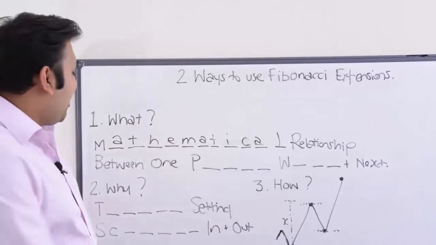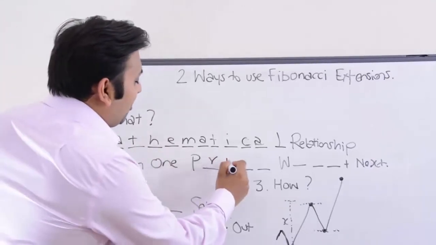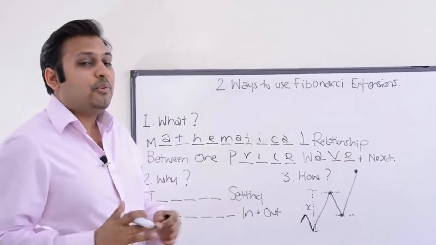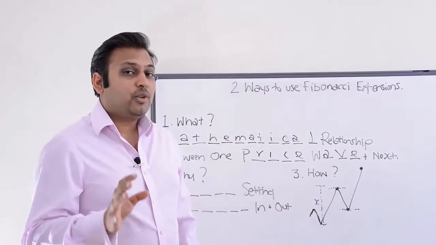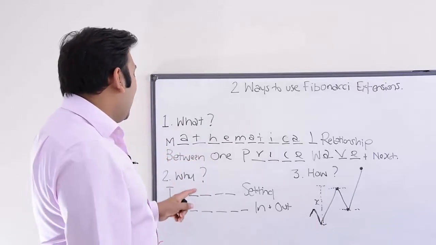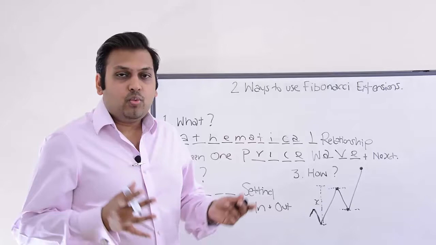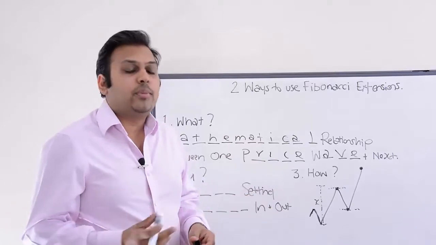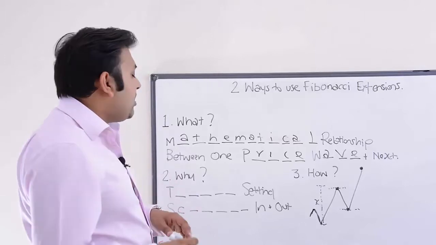Mathematical relationship between one price wave and the next. So this is all a Fibonacci extension really is. Just a mathematical relationship between, let's say, one price wave and the next. So why do we use these? I mean, what's actually the purpose of them and how do they actually help us? So there's a couple of reasons for this.